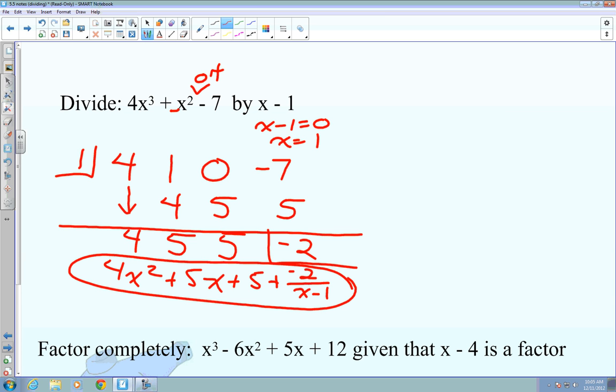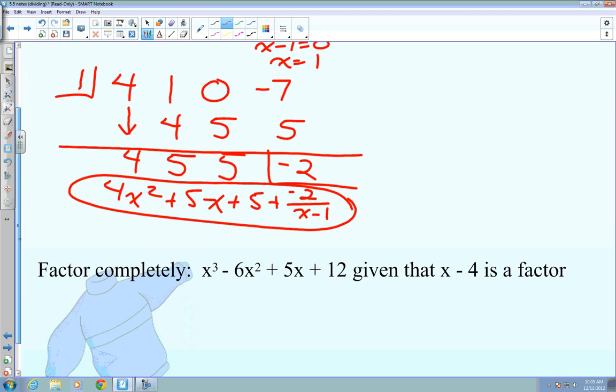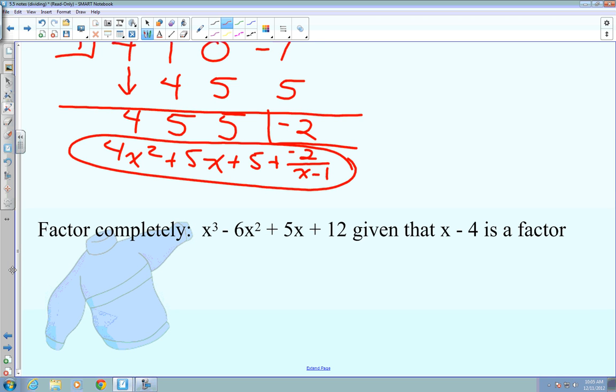Okay. Makes sense? So you should kind of have the process. Now I'm going to look at a couple of ways that you're going to use this besides just the division. There's a couple of other types of problems you're going to see. One is, given this polynomial, x to the third minus 6x squared plus 5x plus 12, and I know that x minus 4 is a factor, factor it completely.